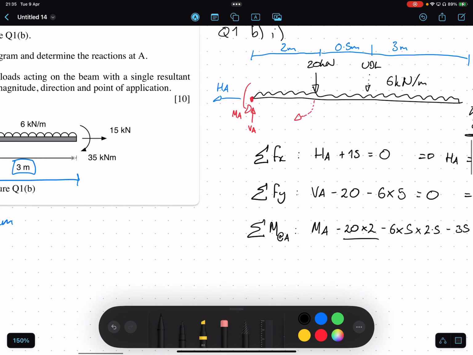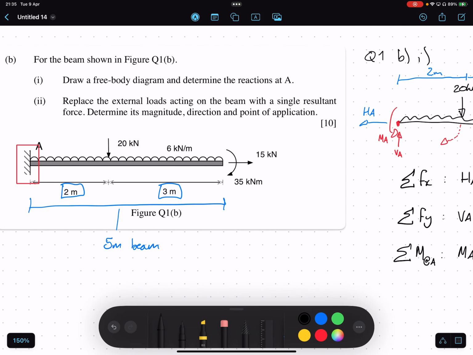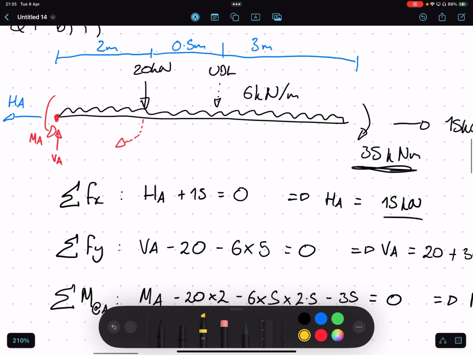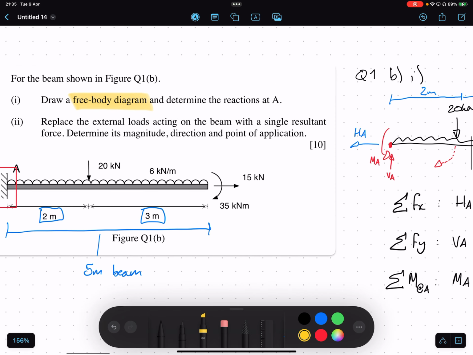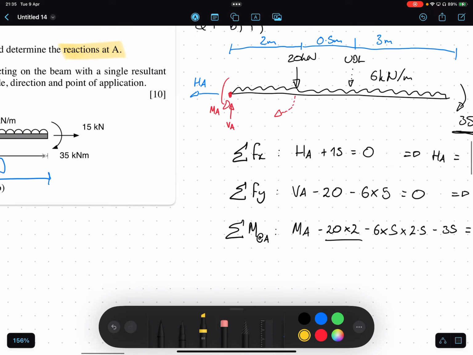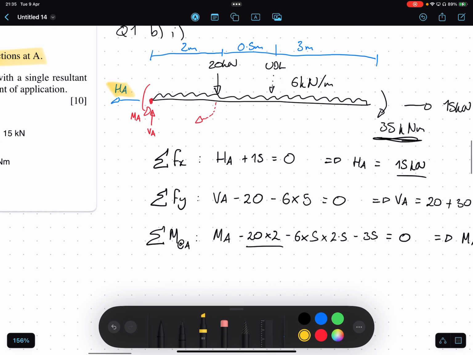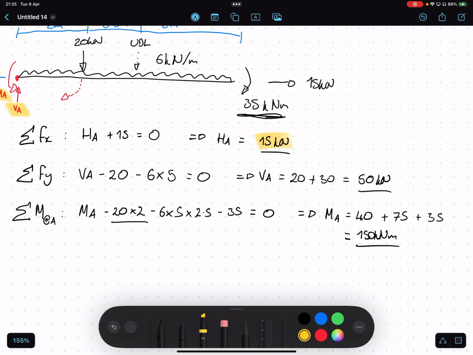And there we go. If we assess whether or not we have answered the question, where we have been asked to draw a free body diagram, which we have done here, although we have added to it over time, and determine the reactions at A, which we have assessed HA, our moment, and our vertical reaction force as such, 15, 50, and 150 accordingly, with units to boot. Fantastic.